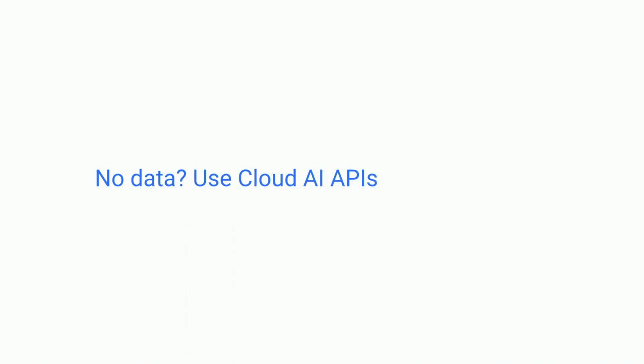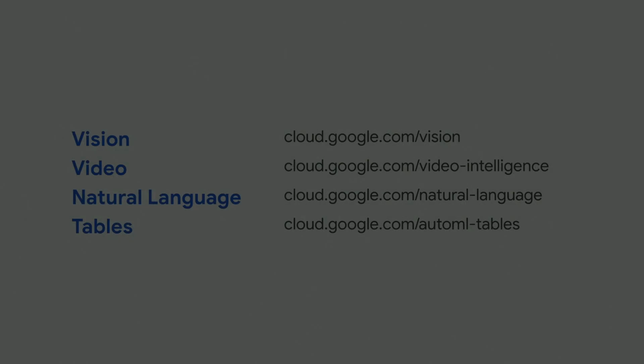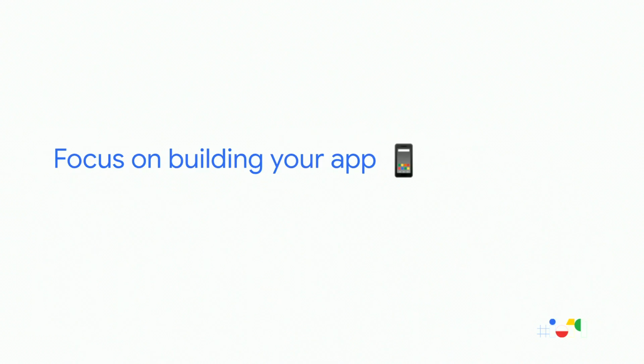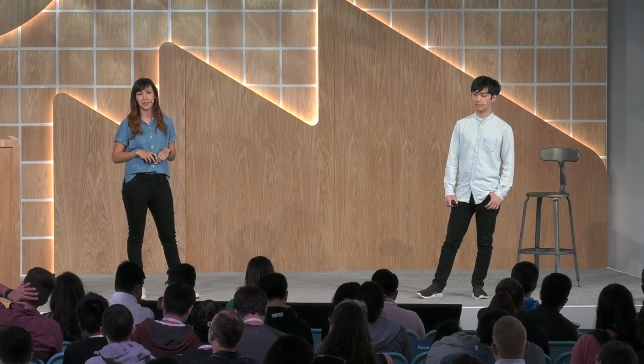So let's review. Today, we showed you that if you don't have data, you can use one of Google Cloud AI's APIs. But if you have data and you have your own custom use case, you can use Cloud AutoML. And we showed you how to build custom models with different data types. Here are some links for you to visit. We hope that what you take away from this is that you can play with machine learning while focusing on building your app and not on building your model.